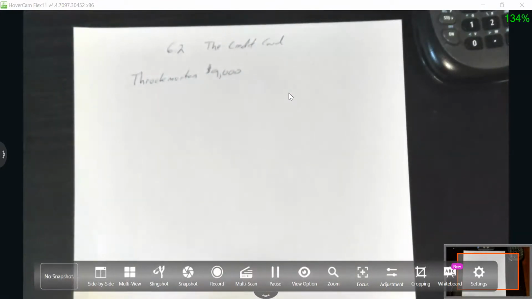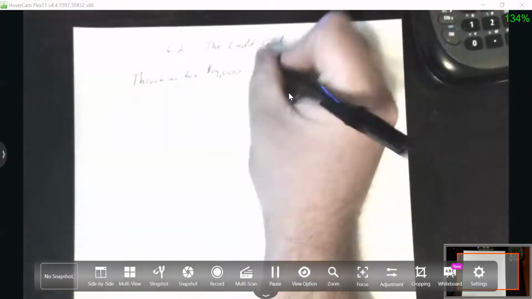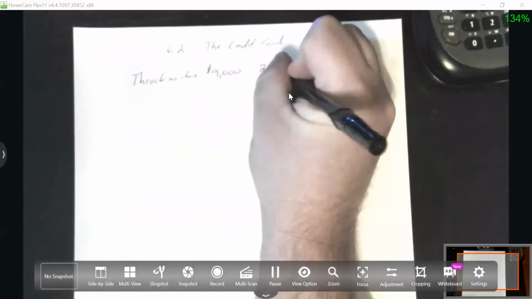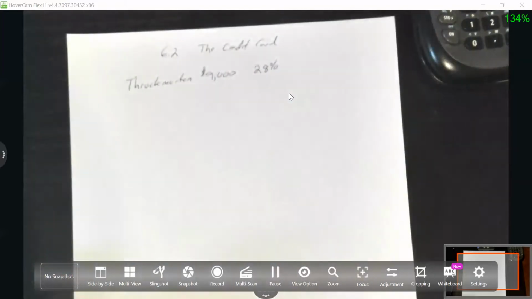And Throckmorton has missed some payments. So in the US, one of the default APRs, if you miss payments, you can go to what's called a penalty APR, which is often as high as 28%. So he now owes 28% interest on his monthly payments on his credit card.